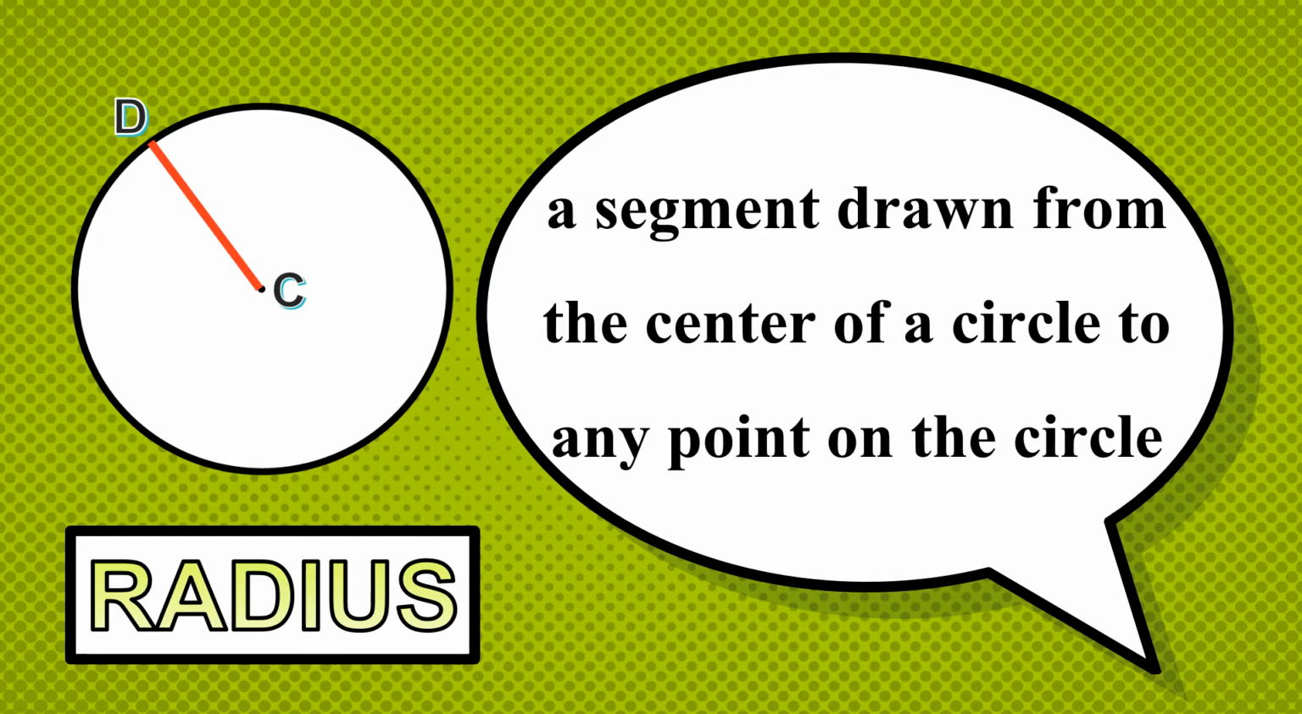Meron tayong line or segment from C as the center end to D. Pero pwede pa rin tayong mag-drawing ng ibang line or segment. Halimbawa, nag-drawing ako mula C papunta dito. At ginawa ko siyang E. So that is also a radius. Pwede rin namang nag-drawing ako mula dito, punta dito. So pwede tayong mag-drawing as many radius as we want. Depende kung ilan yung kailangan natin.